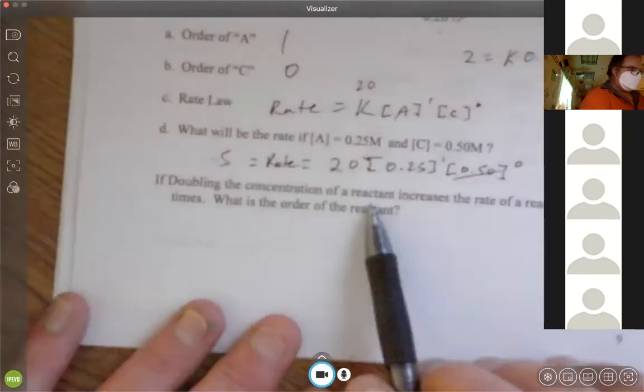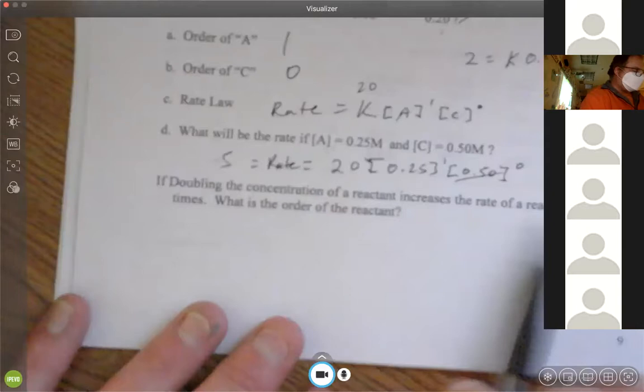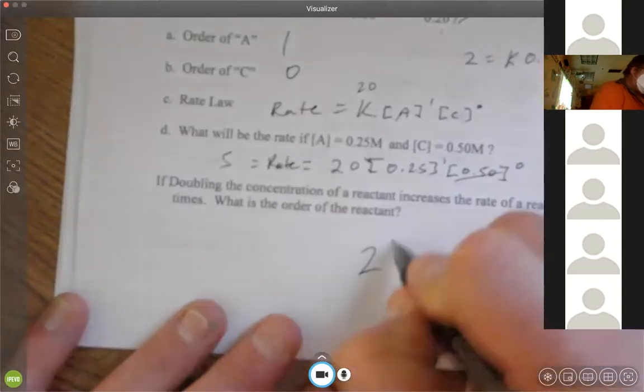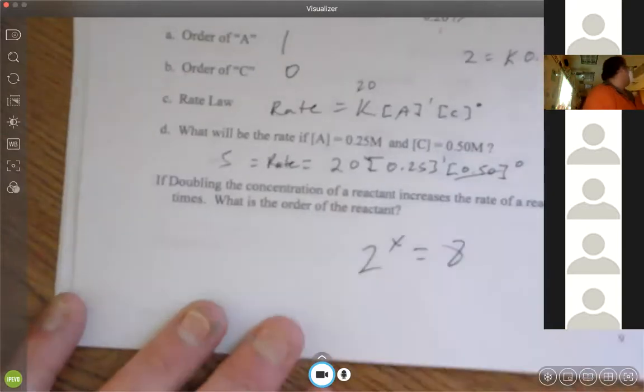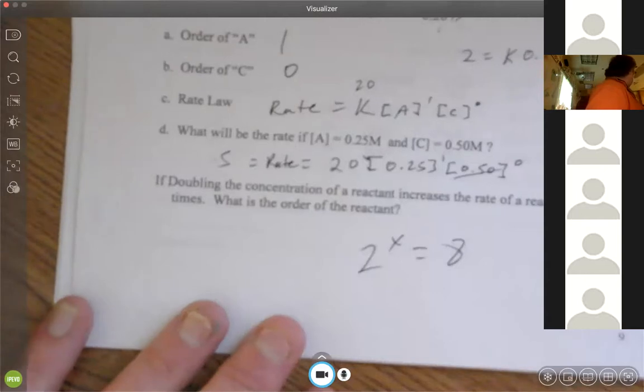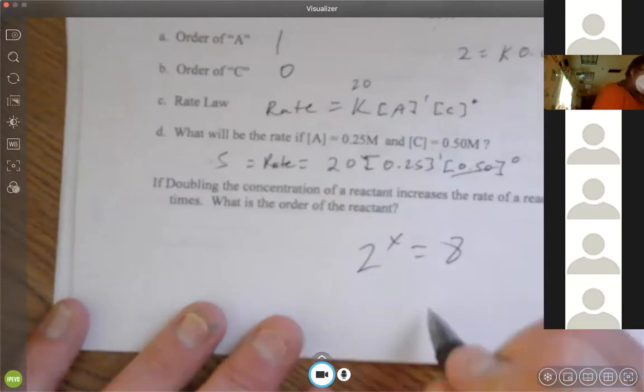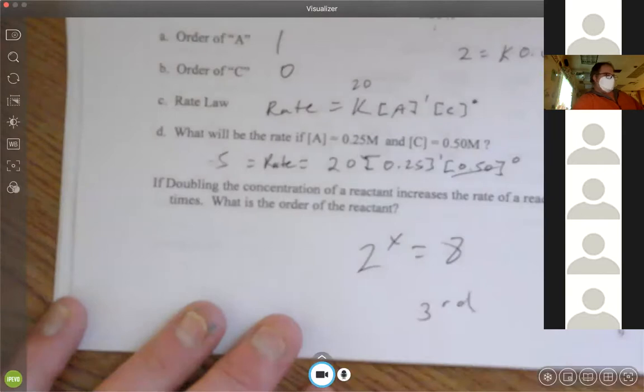All right, doubling the concentration of a reactant increases the reaction rate 8 times. What is the order of the reaction? If we double it, it makes the rate 8 times faster. So what is the order? Third order, or 3. Questions there?